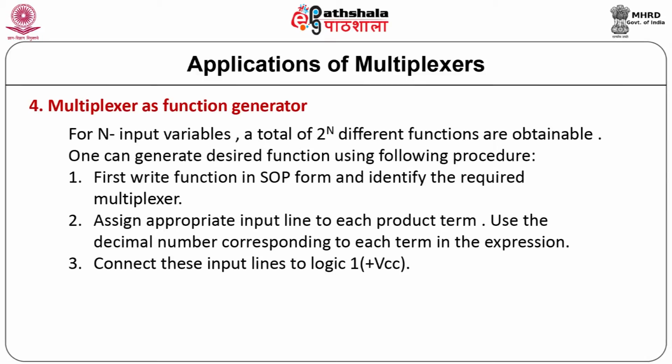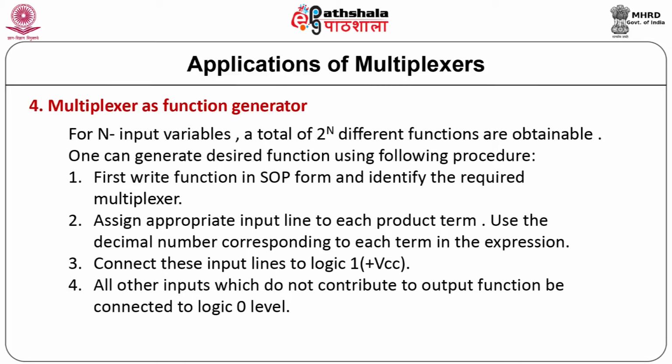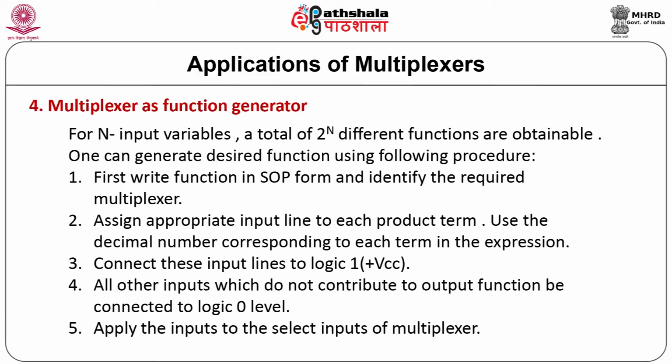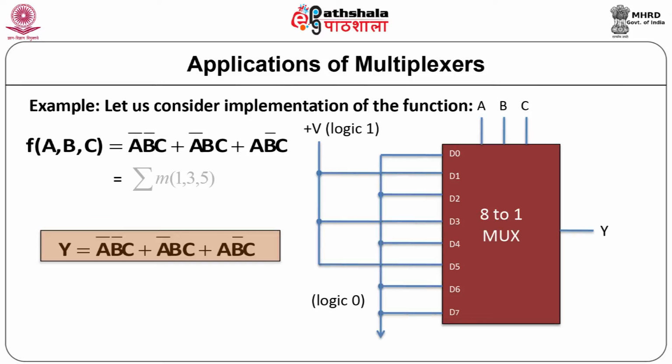Step 3, connect these input lines to logic 1, that is VCC, and step 4, all other inputs are connected to logic 0, that is ground. And last step, apply the inputs to the select lines of the multiplexer, thereby producing the desired function. Let us consider the implementation of some given function.